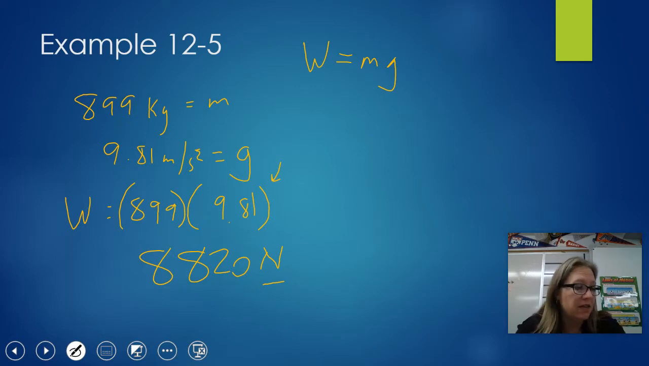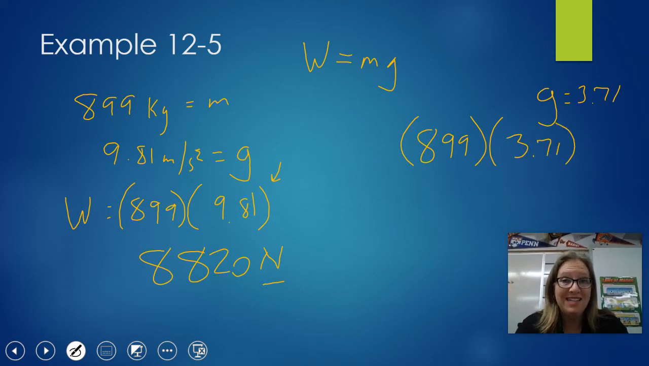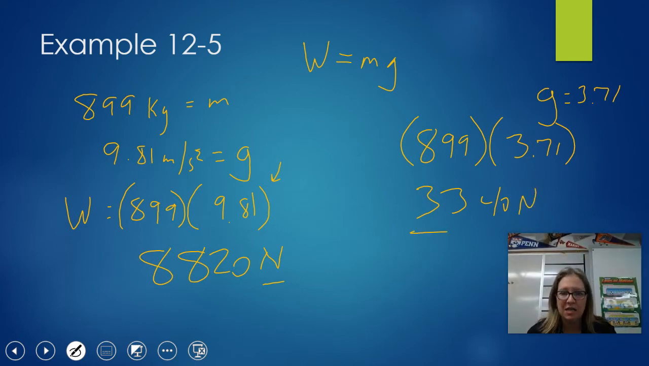The example goes on to say that Mars has much less mass than Earth, so its gravity is weaker. The acceleration due to gravity there is only 3.71 meters per second squared. We'd still use the same mass because mass doesn't change wherever you are. So we'd still use 899 for the mass, but now we multiply it by 3.71 to get the weight of this rover on Mars, and that gives us 3,340 newtons. So you can see that things do in fact weigh less in areas that have less gravity.